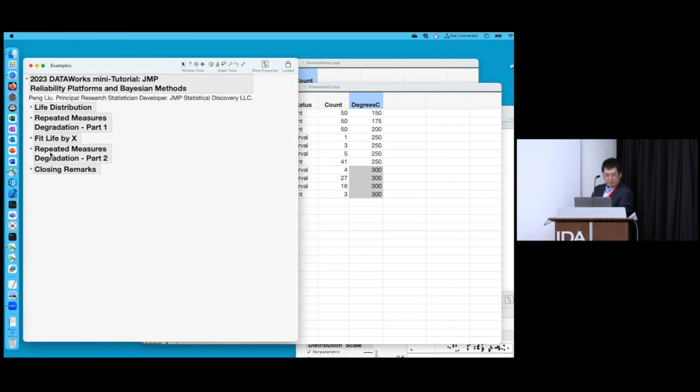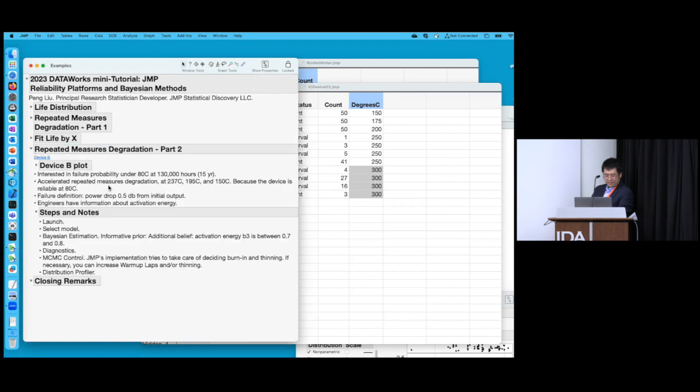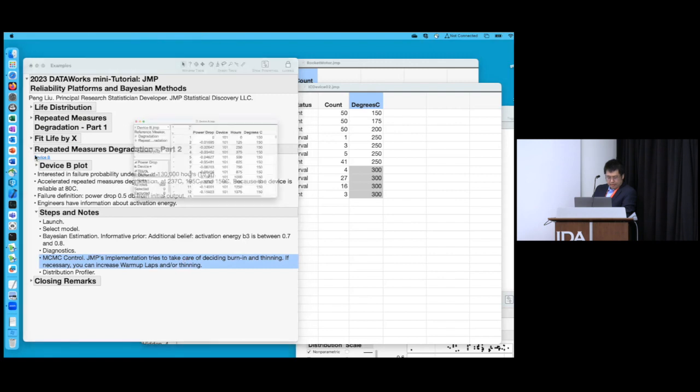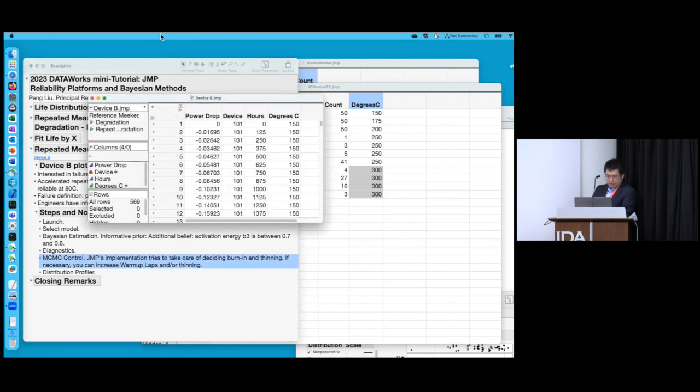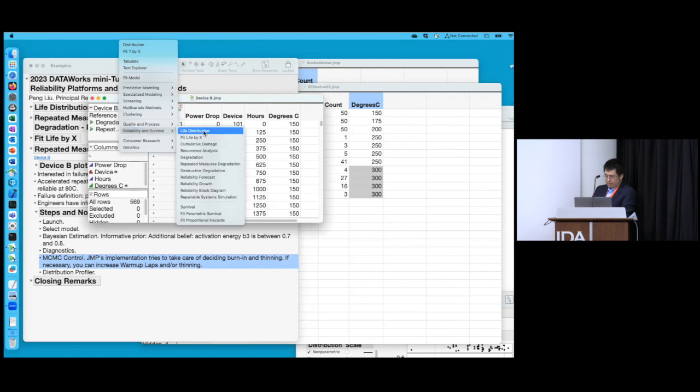And the last example is repeated measures degradation with 1 acceleration factor. It will be very close to what I already showed you in the second example, except I want to mention this MCMC control I showed you before. I told you not to worry about that. That's true for most situations. Let me quickly run it. I may need 3 minutes to run it.